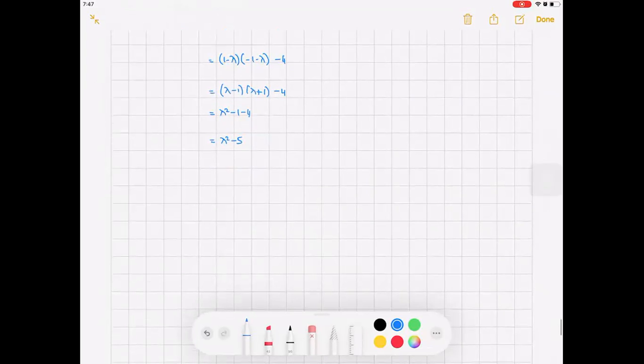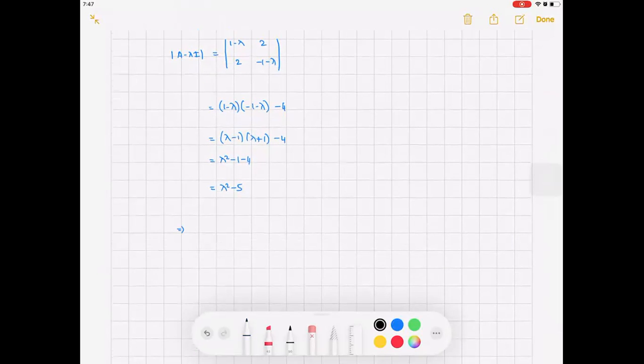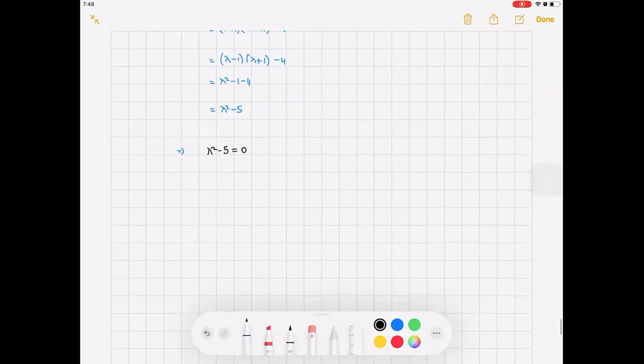We can convert this characteristic equation into a matrix equation. According to the characteristic equation, lambda square minus 5 equal to 0, right? So this can be rewritten as A square minus 5 times the identity matrix equal to the null matrix. This is the Cayley-Hamilton theorem. Every square matrix satisfies its own characteristic equation.